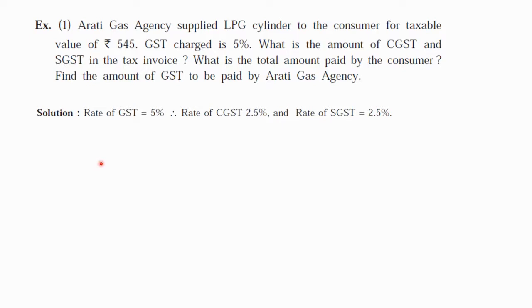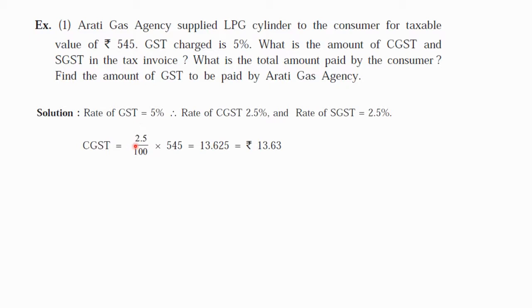So we know the rate of GST is 5%. Now one thing to keep in mind is GST is formed by two components, CGST and SGST. One very important point to keep in mind here is that CGST and SGST would each be half of your GST. So here GST is 5%. If you take half of 5, that would be 2.5. Hence, the rate of CGST is 2.5% and the rate of SGST is 2.5%.